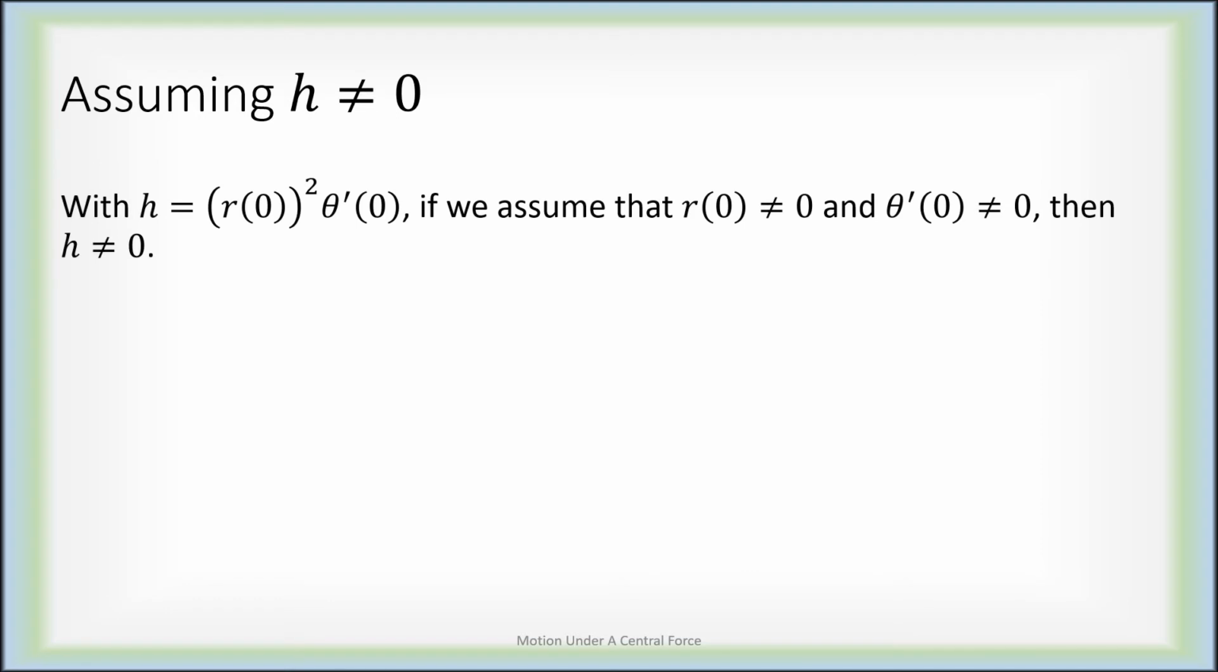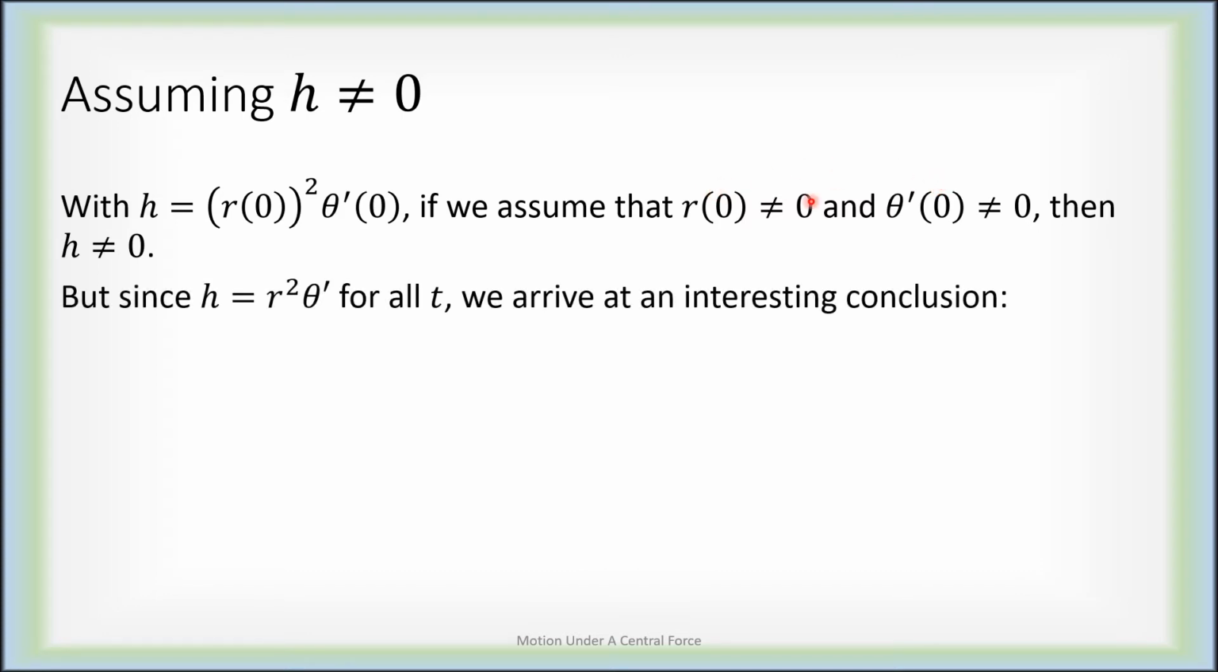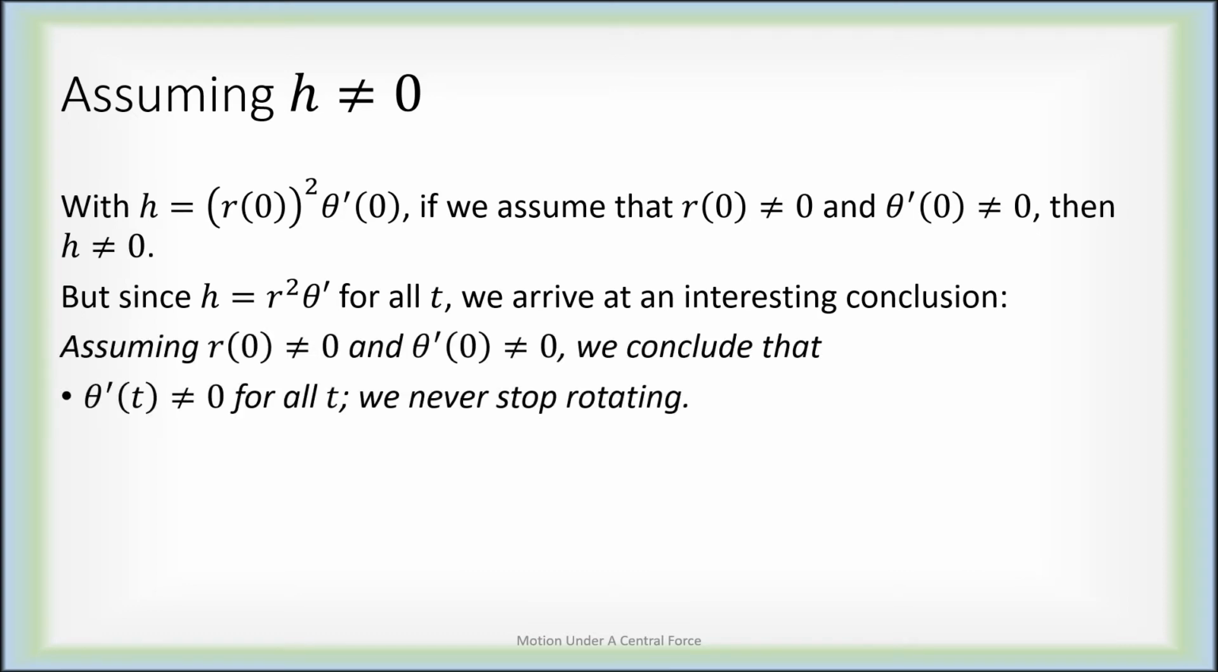Well, if h isn't 0, then r of 0 can't be 0 and theta prime of 0 can't be 0. But then it's not 0 for all time. Remember that h is constant. In other words, r squared theta prime can never be 0. So theta prime can never be 0. Theta prime is d theta dt. It is our angular velocity. We never stop rotating. d theta dt is never 0.